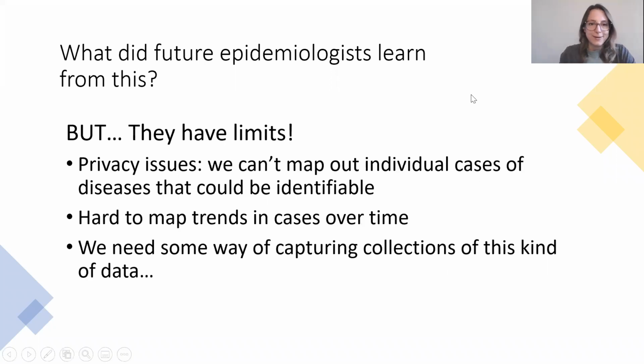But importantly, maps have some limits. They have some limitations. So number one is that there are some privacy issues. What John Snow did back in the day, we could not really do anymore. We can't map out individual cases of diseases that could be potentially identifiable. This is because we would run into privacy issues, especially related to rare diseases. So if you know that there are only 2 cases of some really rare disease, it would be potentially quite problematic.